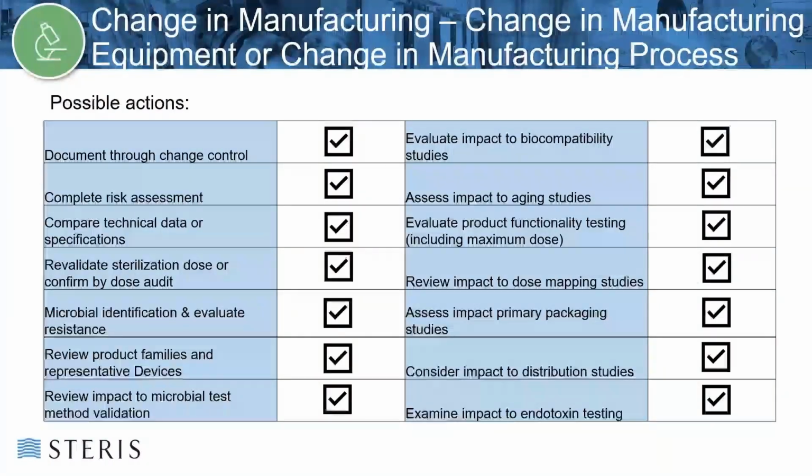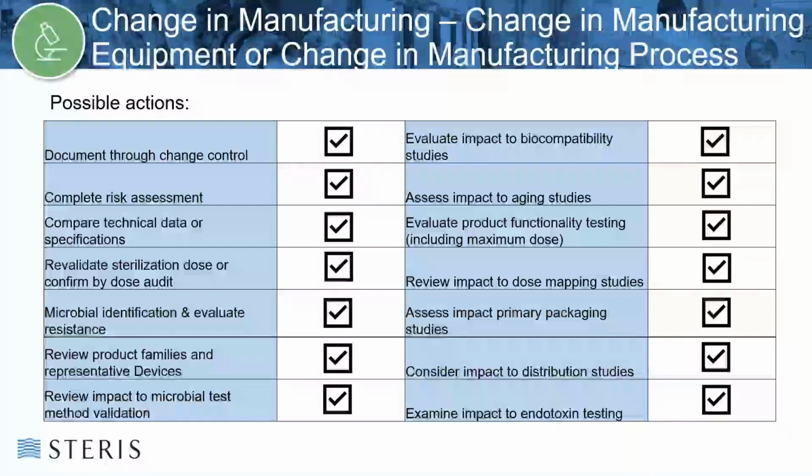Assuming that there is no change in location, cleanroom classification, product design, vendors, raw materials, cleaning process, we would document the change through formal change control, complete a risk assessment for the proposed change, a documentation review, including review of the material technical specification documents. Given the large scope of this type of change, it is likely best to evaluate all of the listed items here.